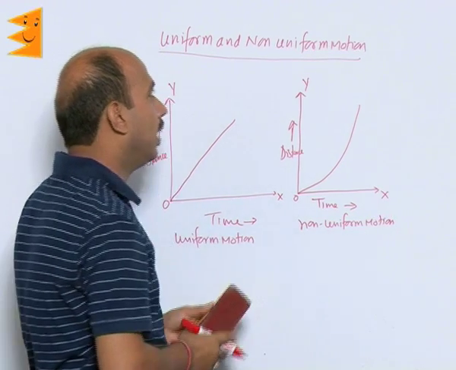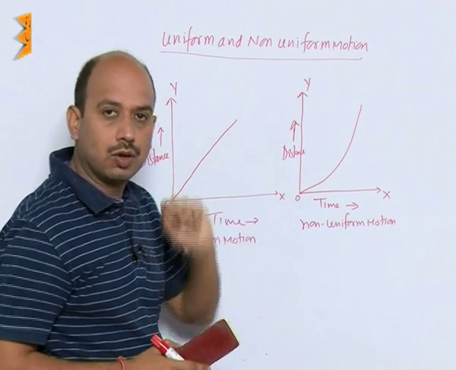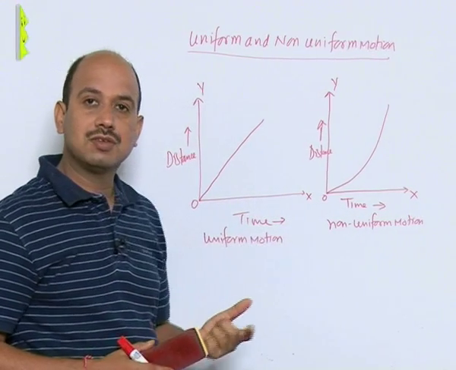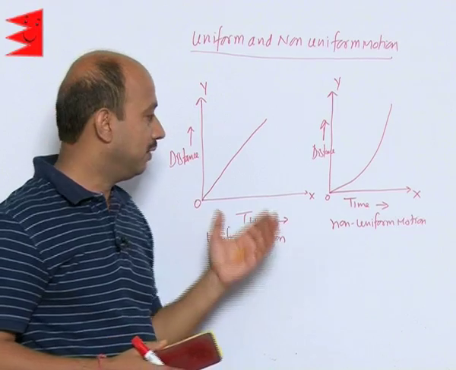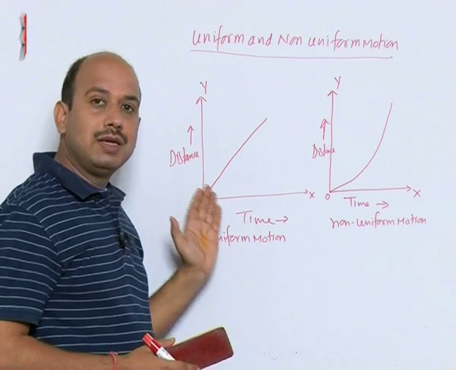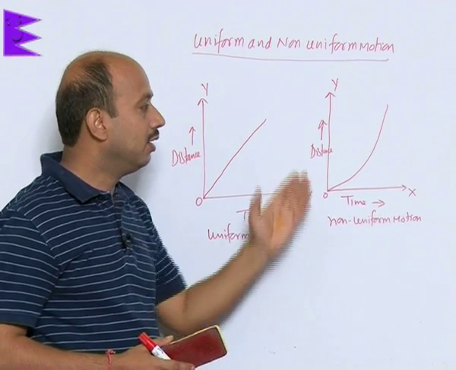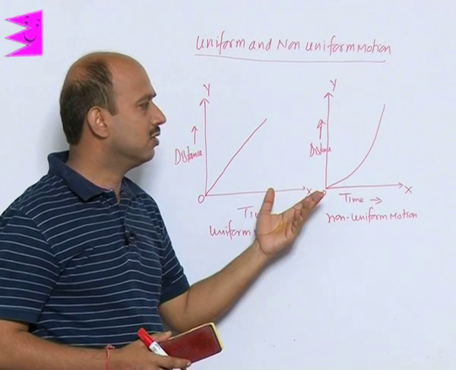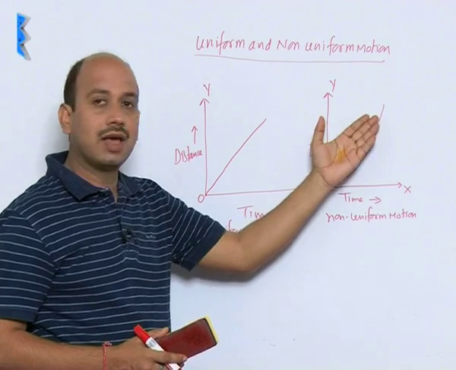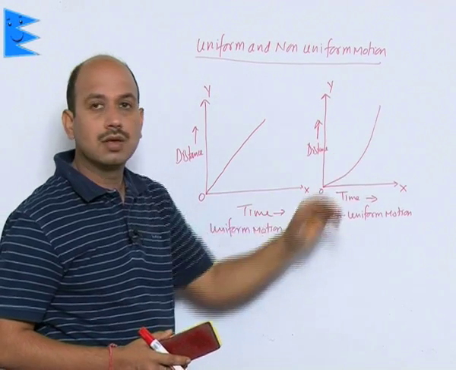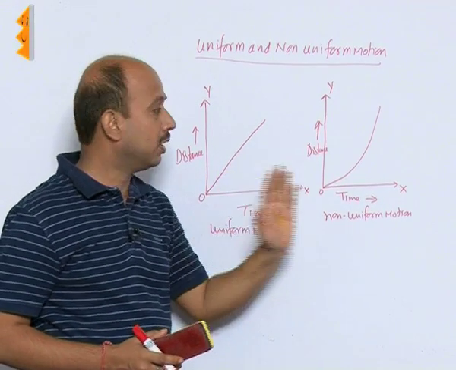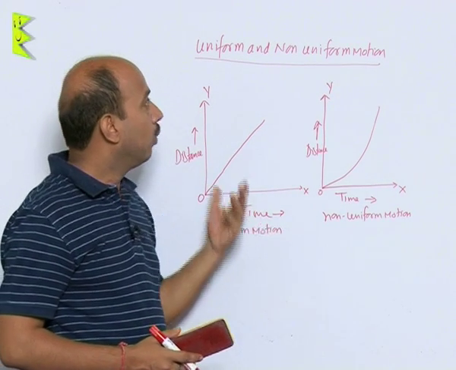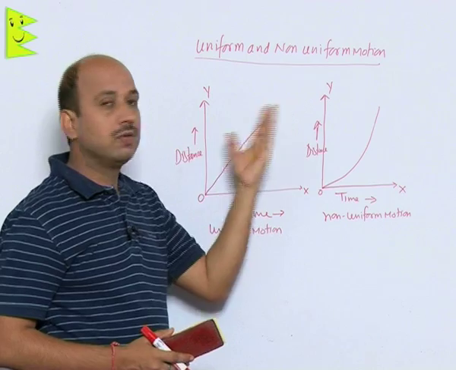So, there are two types of motion, uniform and non-uniform. Here the body is covering equal distances in equal intervals of time, and graphically the graph between distance and time is a straight line. Here the graph between distance and time is not a straight line. Here maybe the distance is unequal. The graph is not necessarily like this only; it may be in any way, but not a straight line.